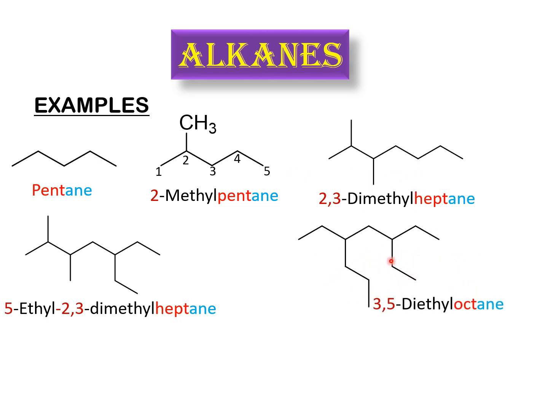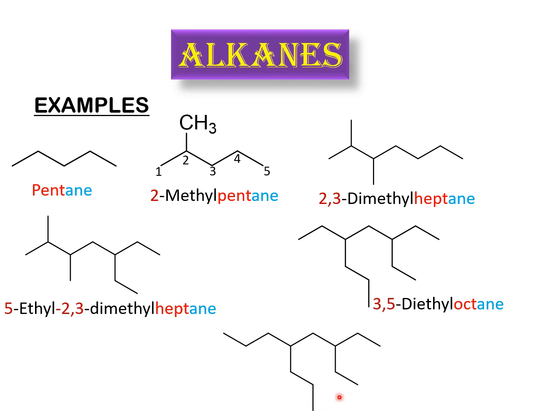If you select this chain with 8 carbon atoms, we have an ethyl substituent here and an ethyl substituent here. From this end, the ethyl substituents are at 4 and 6. 4 plus 6 is equal to 10. From here, they are at 3 and 5. 3 plus 5 is equal to 8. So we will start numbering from this end. 1, 2, 3, 4, 5, 6, 7, and 8. So they are at 3 and 5. This is a 3,5-diethyl octane, with 8 carbons, and the name ends with ANE.